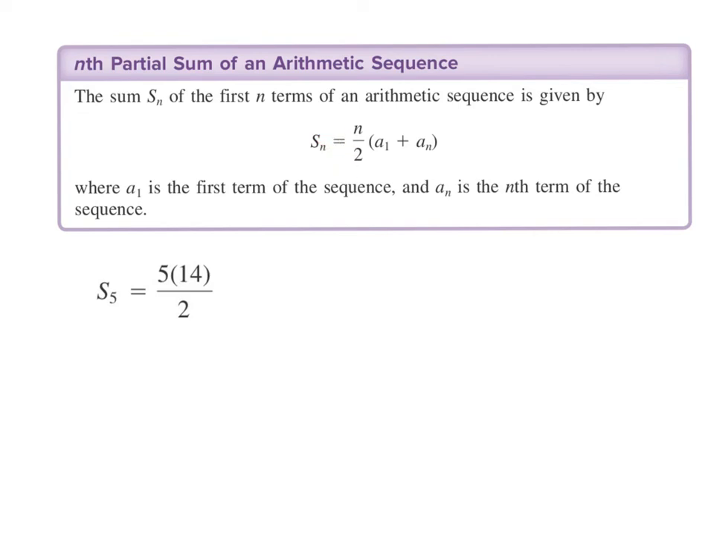So if we think about what the first term was, because the sequence was 1, 4, 7, 10, and 13. If I take the first term, add it to the last term, I get my 14. Multiply it by the number of terms and divide it by 2, and I would get my same partial sum without having to do the individual addition. So that's what this formula is really good for.